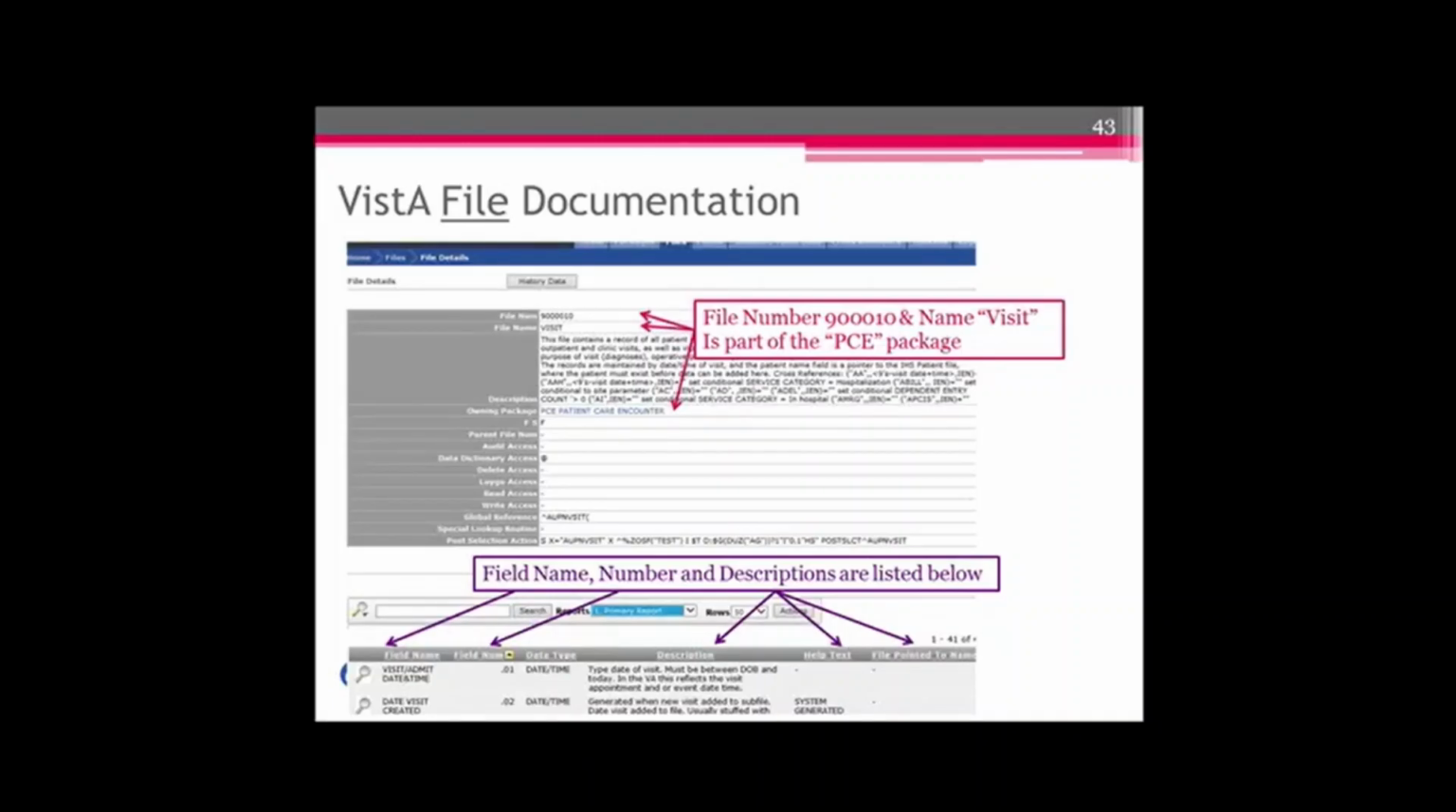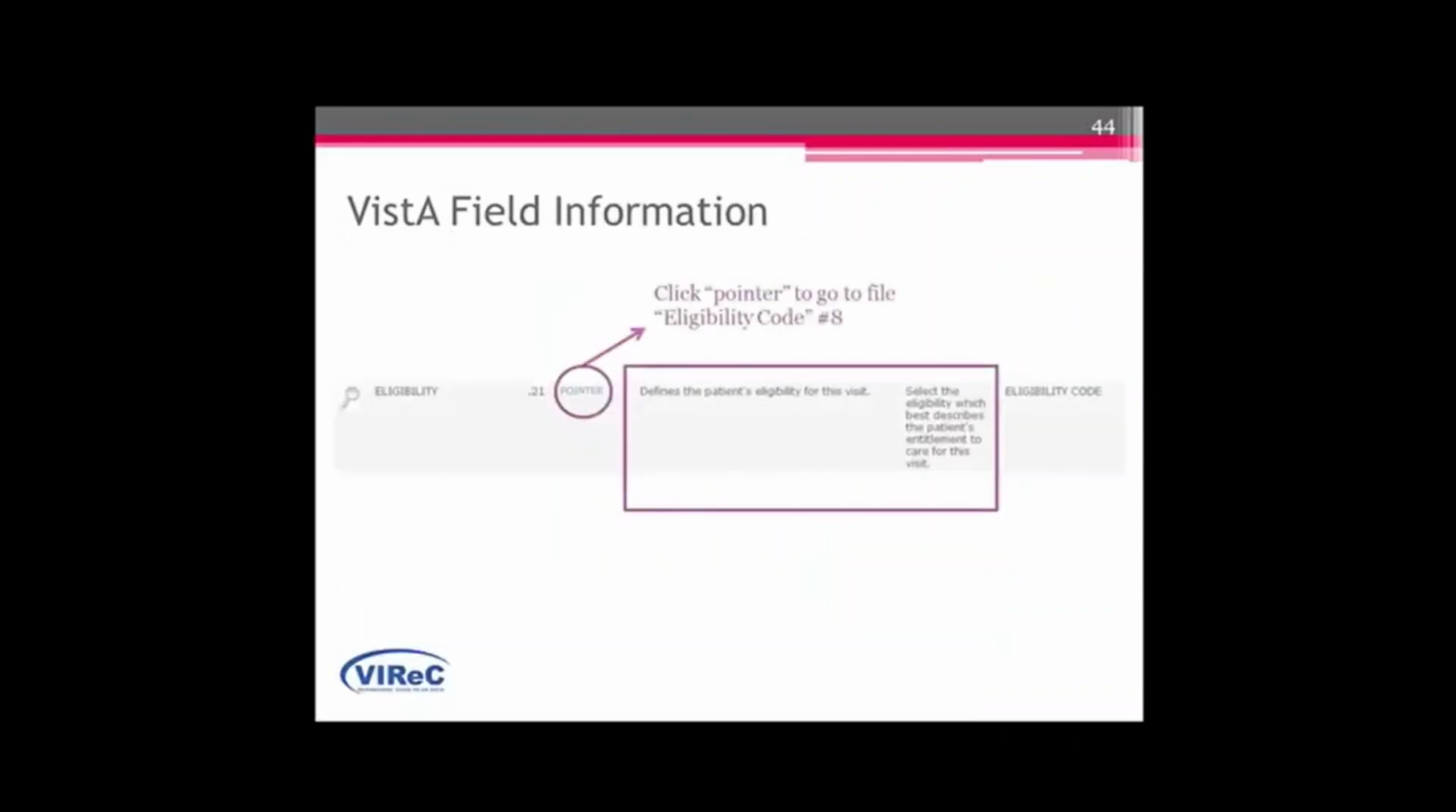So I need to scroll down in the field name and the field number in order to find the field that I was interested in. Once I start scrolling, I do eventually find eligibility number 0.21 in that visit file, and I can see right away that it is a pointer, which means it's going out to another file in Vista to get the information to bring it back to the visit file. And if I click on this word pointer, it will bring me to the file that it's pointing to and show me descriptions of what's in that file. That file is called eligibility code, and it is file number 8.